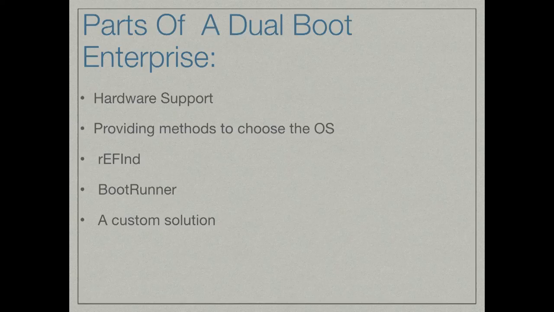Okay, cool. But you can do a lot of different stuff. And this gets to something important: it boils down to money or expertise. Do you have the money to buy something like BootRunner, or do you have the expertise to build something like the Stanford solution?